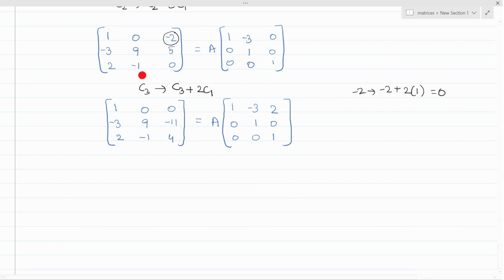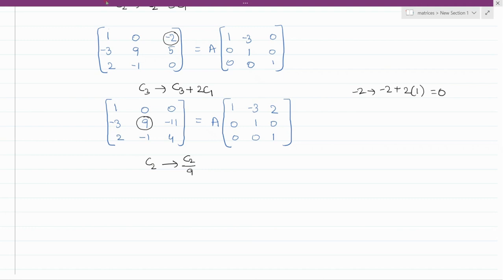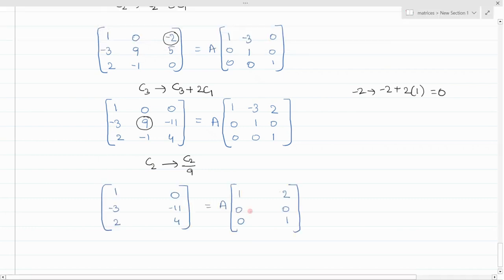Now, our next step is to convert this element as 1. So, how to do that? Just divide it by 9 itself, because when you divide it by 9, you will get 1. Now, C1 and C3 elements remain as they are, only C2 elements change: 0, 1 and minus 1 by 9. Here it becomes minus 1 by 3, 1 by 9 and 0.